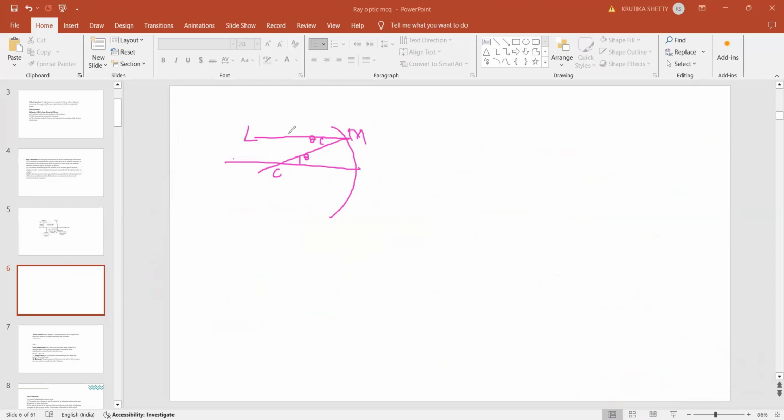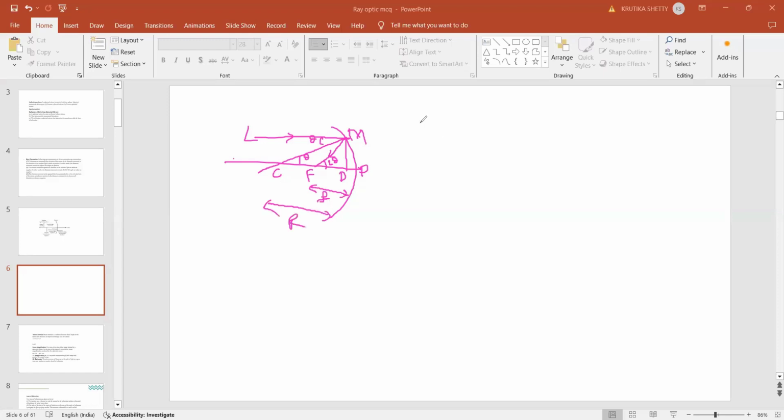Here this is the incident ray. The reflected ray is passing through the focus. Okay, so it is passing through the focus, and this angle is 2 theta. From M we are taking one perpendicular, that is D. This is our pole point. Okay, so from the pole, the distance to the focus is called the focal length.